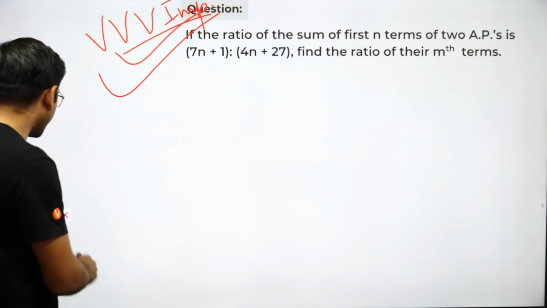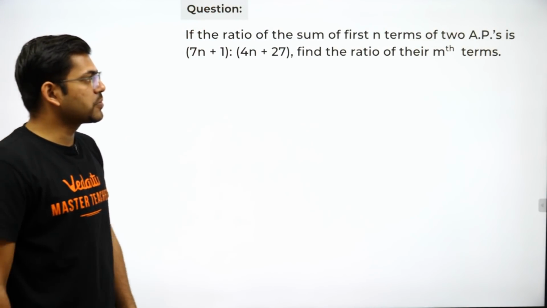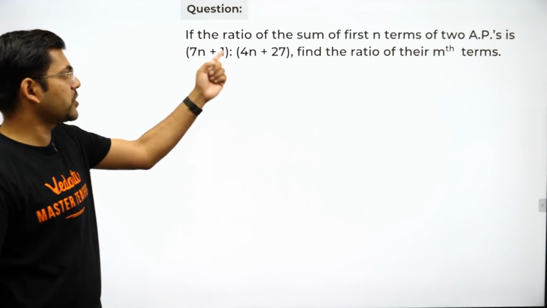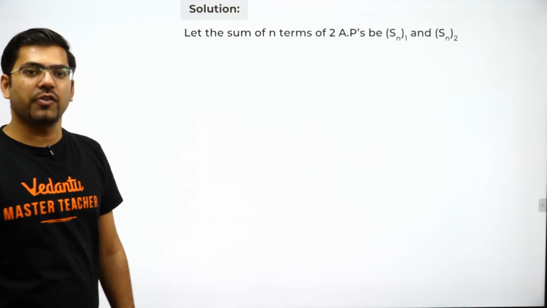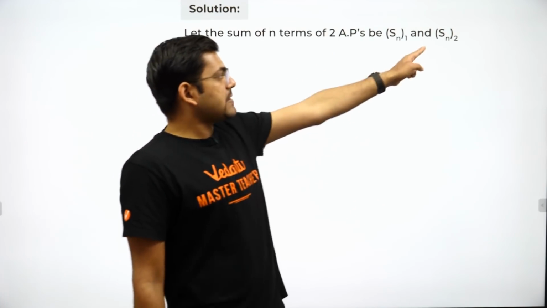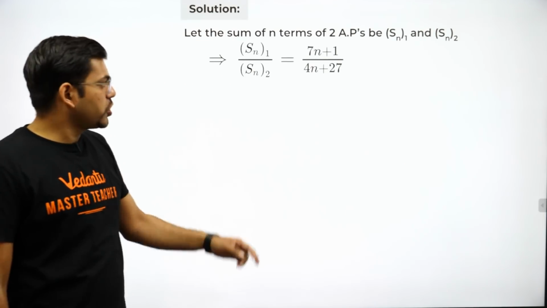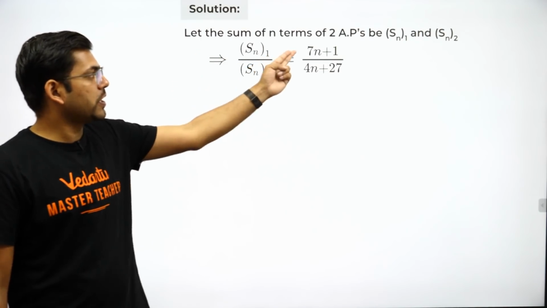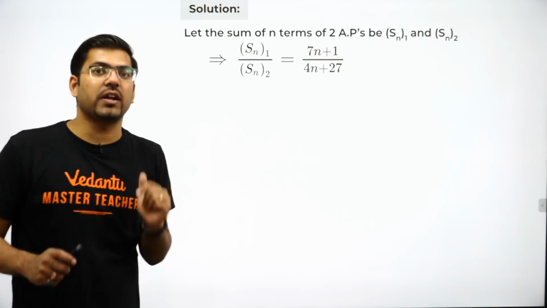So let's solve this question. How to solve this question? The ratio of the sum of first n terms of two APs is 7n plus 1 is to 4n plus 27. So you'll just write down the sum of first n terms of the first AP. I have assumed it Sn1 and the second AP as Sn2. Now I will be taking the ratio Sn1 divided by Sn2 is equal to 7n plus 1 divided by 4n plus 27. This is the given information.